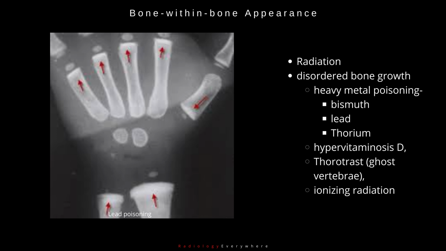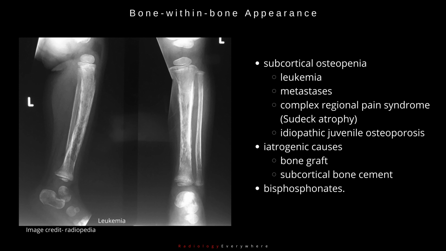Acromegaly. 6. Radiation. 7. Disordered bone growth due to heavy metal poisoning by bismuth, lead, thorium, hypervitaminosis D, thorotrust, ghost vertebrae, ionizing radiation. 8. Subcortical osteopenia due to leukemia, metastases, complex regional pain syndrome, or Sudeck atrophy and idiopathic juvenile osteoporosis. 9. Iatrogenic causes include bone graft, subcortical bone cement, bisphosphonates.